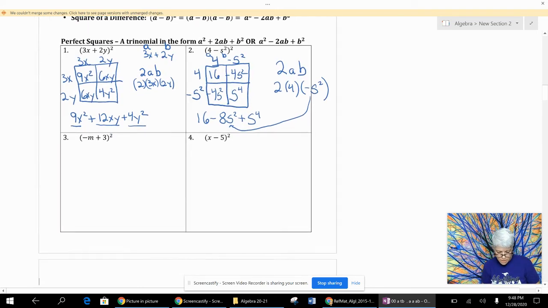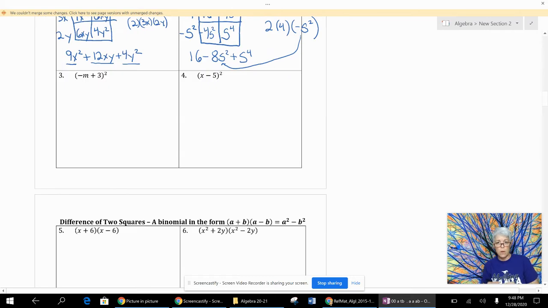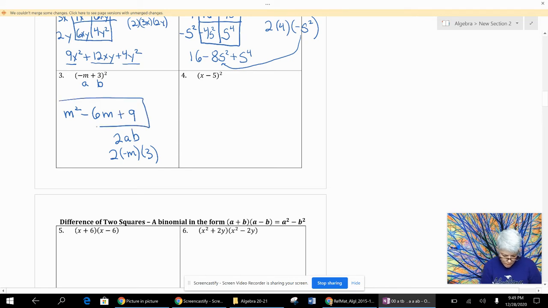All right, the next two, I'm not even going to use the box method. I'm just going to go ahead and use the pattern. If this is A and this is B, negative m squared is m squared. 3 squared is 9. The 2ab would be 2 times the negative m times the 3, which would give me a negative 6m. Negative 6m, and this was a positive 9.